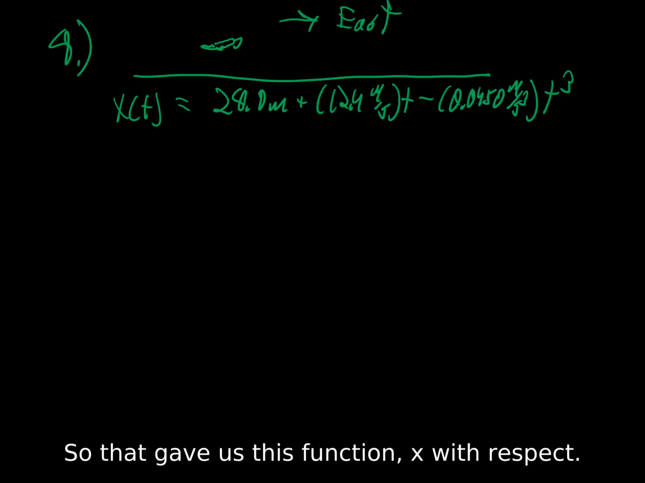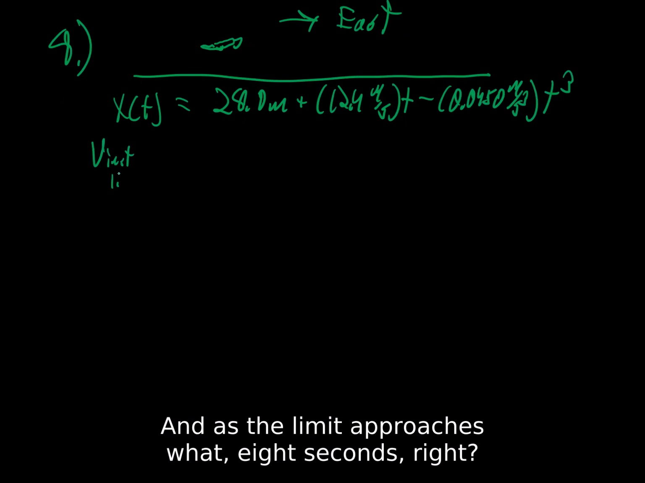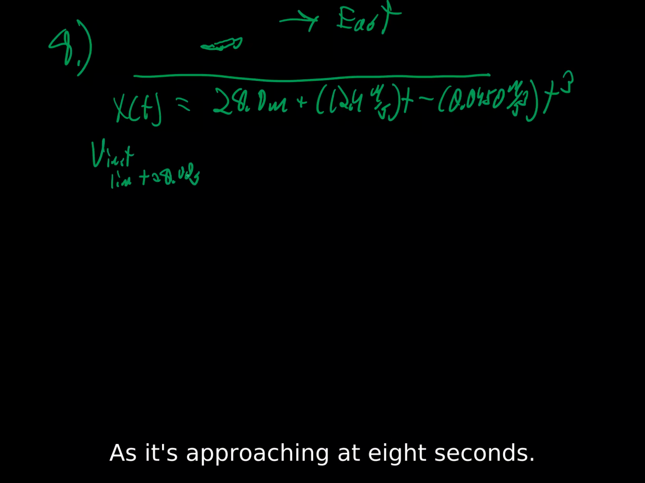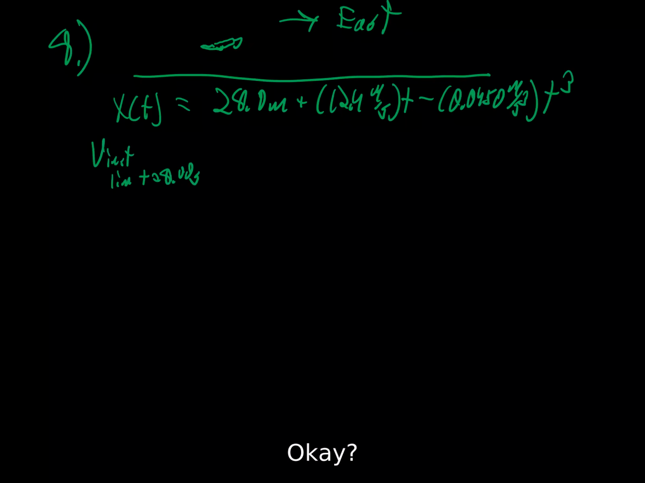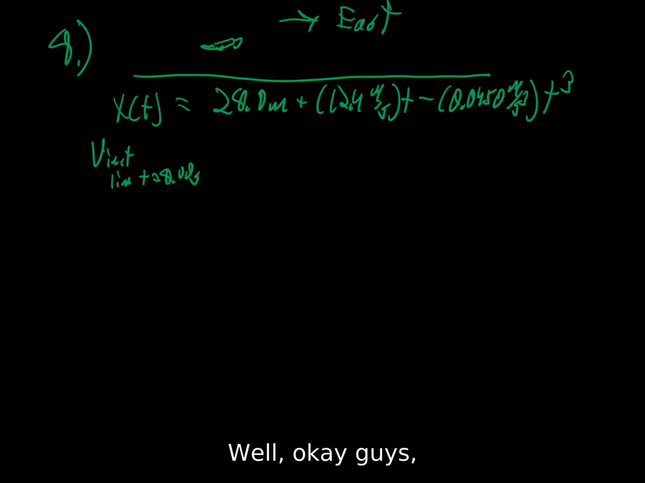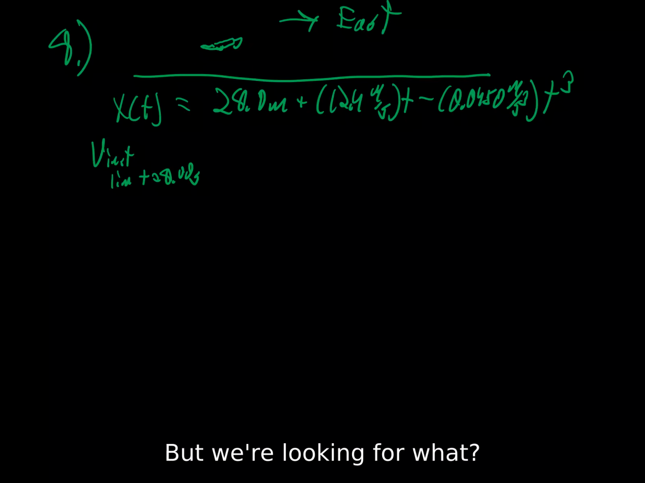So they gave us this function, x with respect to t, and we want to know what is the instantaneous velocity, as the limit approaches what? 8 seconds, right? As it's approaching 8 seconds. Okay. So we want to know the instantaneous velocity. Well, okay, guys. Now look at our function. That is x. But we're looking for what? We're looking for velocity, right?